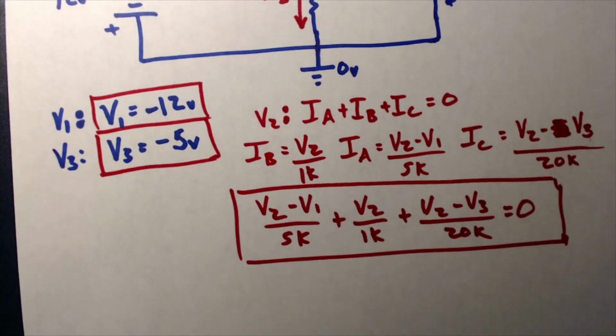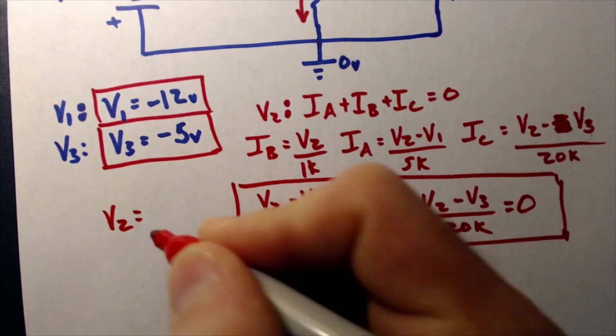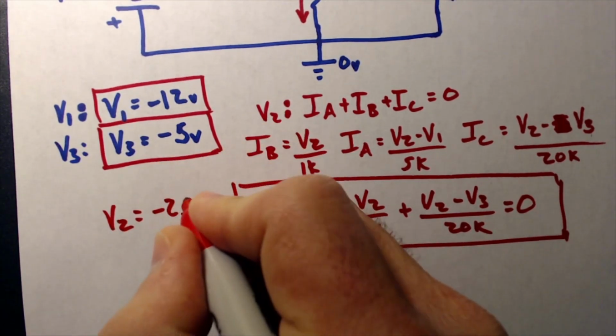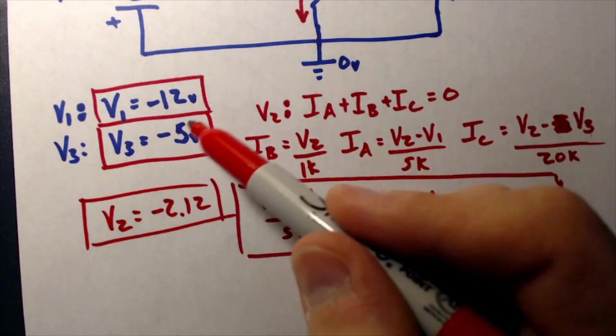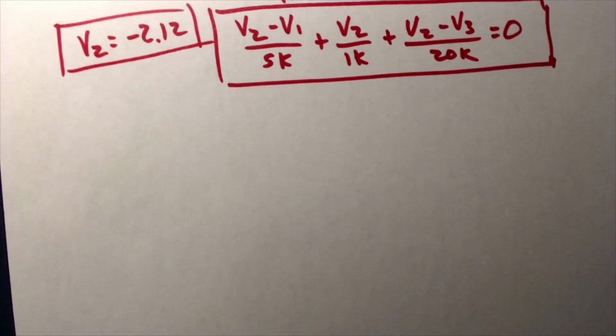If you go ahead and solve for V2, V2 is going to be equal to minus 2.12. Okay, so just plug these two into the equation and solve for V2. You'll get minus 2.12. Okay, so at this point we actually have all of our voltages. So I'll go ahead, rewrite the problem, and just leave it with just our voltages involved.